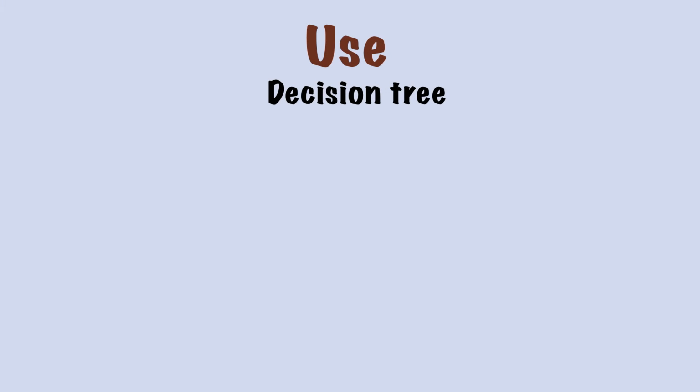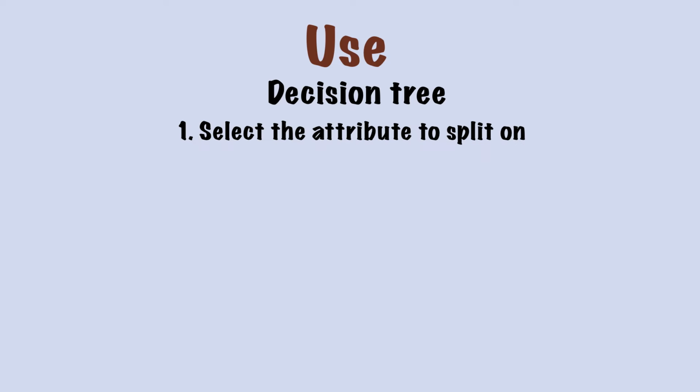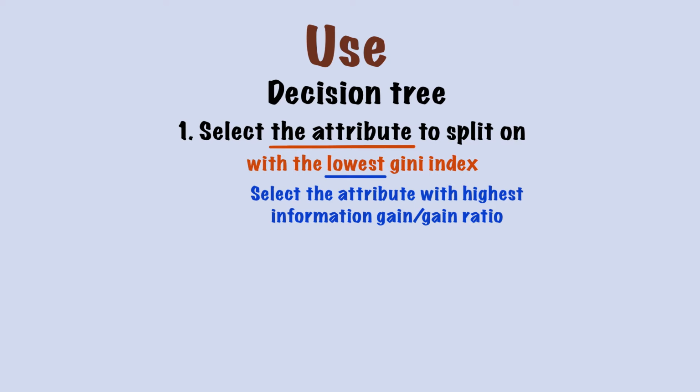One of the important uses of Gini index is in decision tree. The first one is to select the attribute to split on. To be more specific, we select the attribute with the lowest Gini index. If you remember from previous videos, we actually select the attribute with highest information gain or gain ratio to split on. The reason why we choose the lowest Gini index is because the meaning of Gini index is different, but we'll talk about this in detail later.